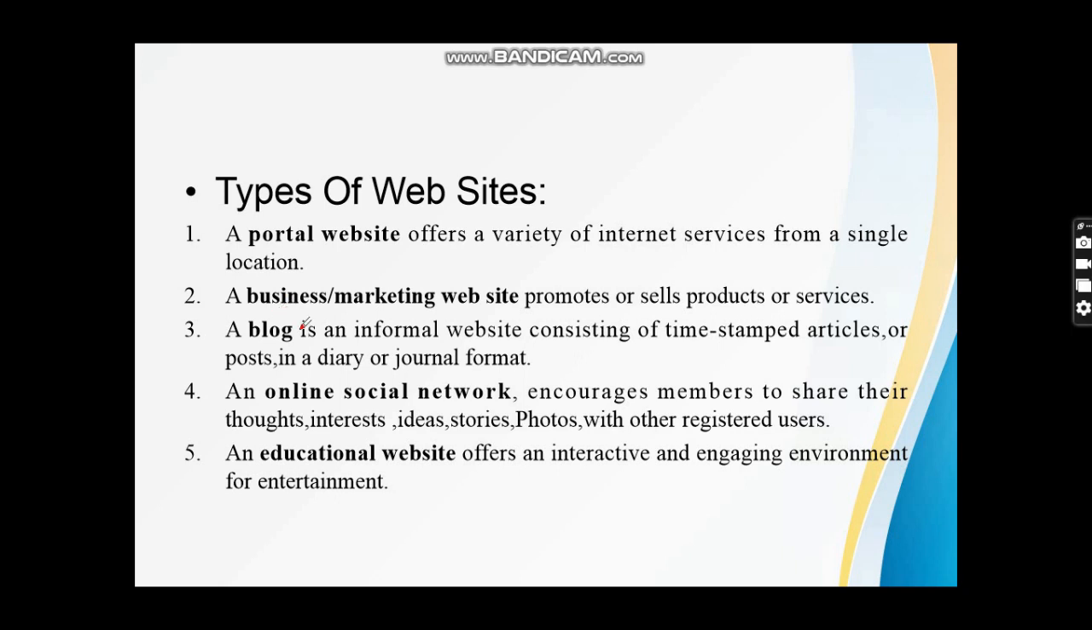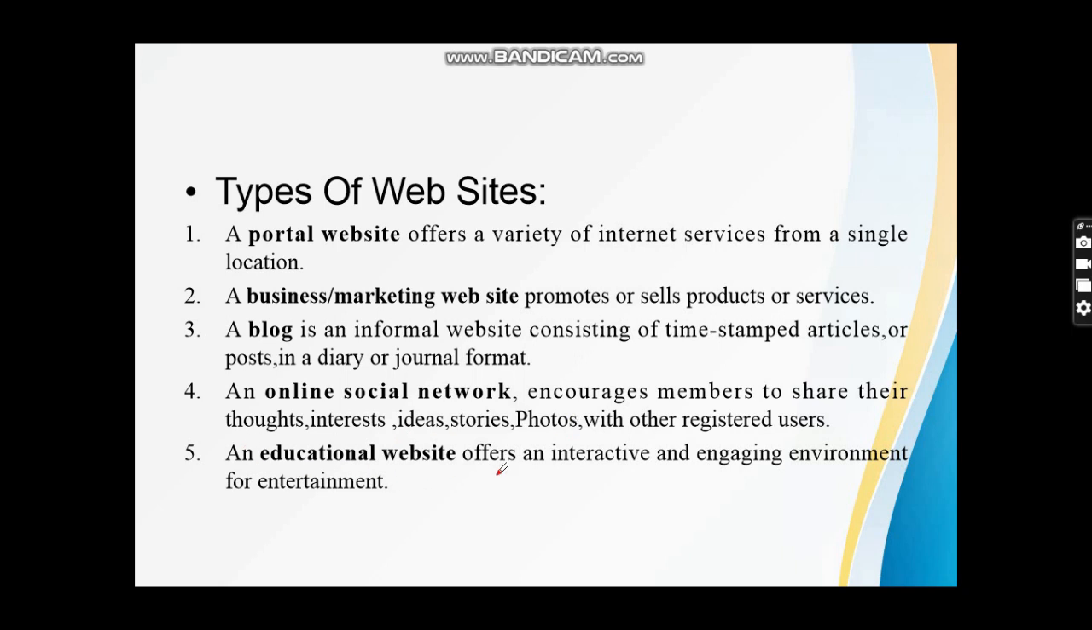A blog is an informal website consisting of timestamped articles or posts in a diary or journal format. An online social network encourages members to share their thoughts, interests, ideas, stories, photos with other registered users. So basically for online social networks, you can take an example like Facebook, Twitter. These are the online social networks.